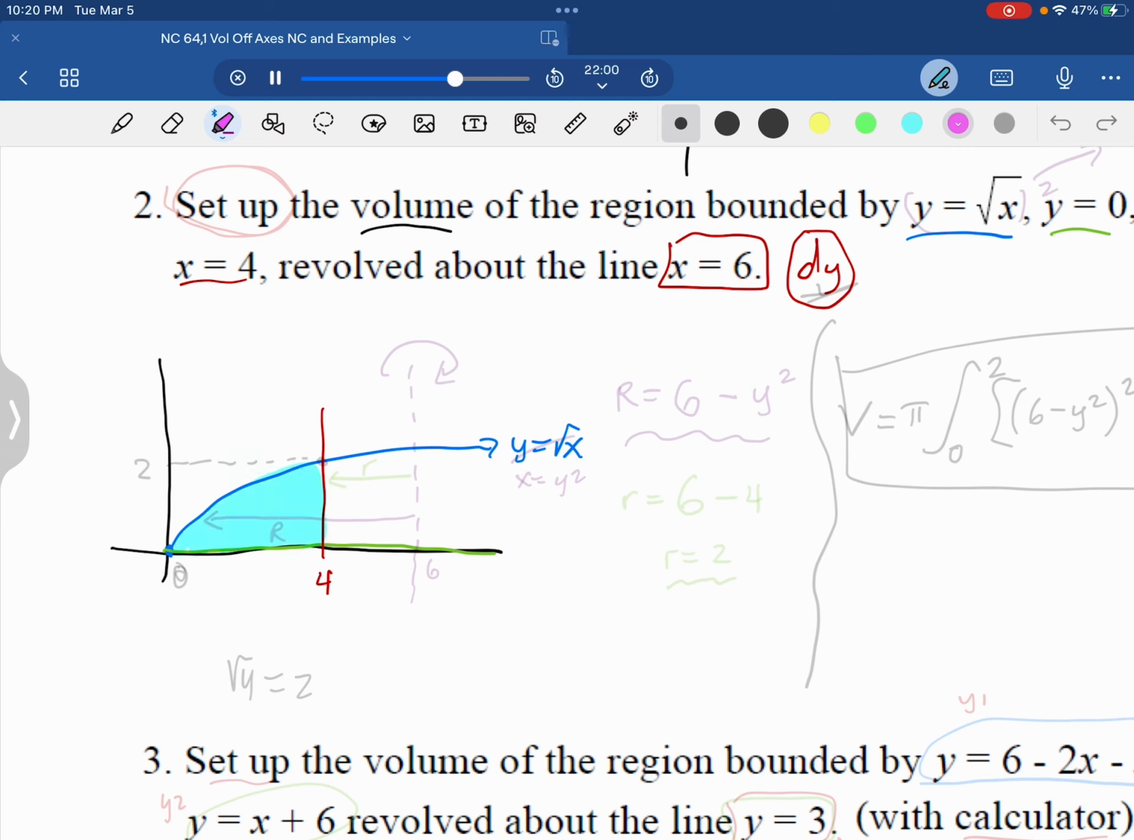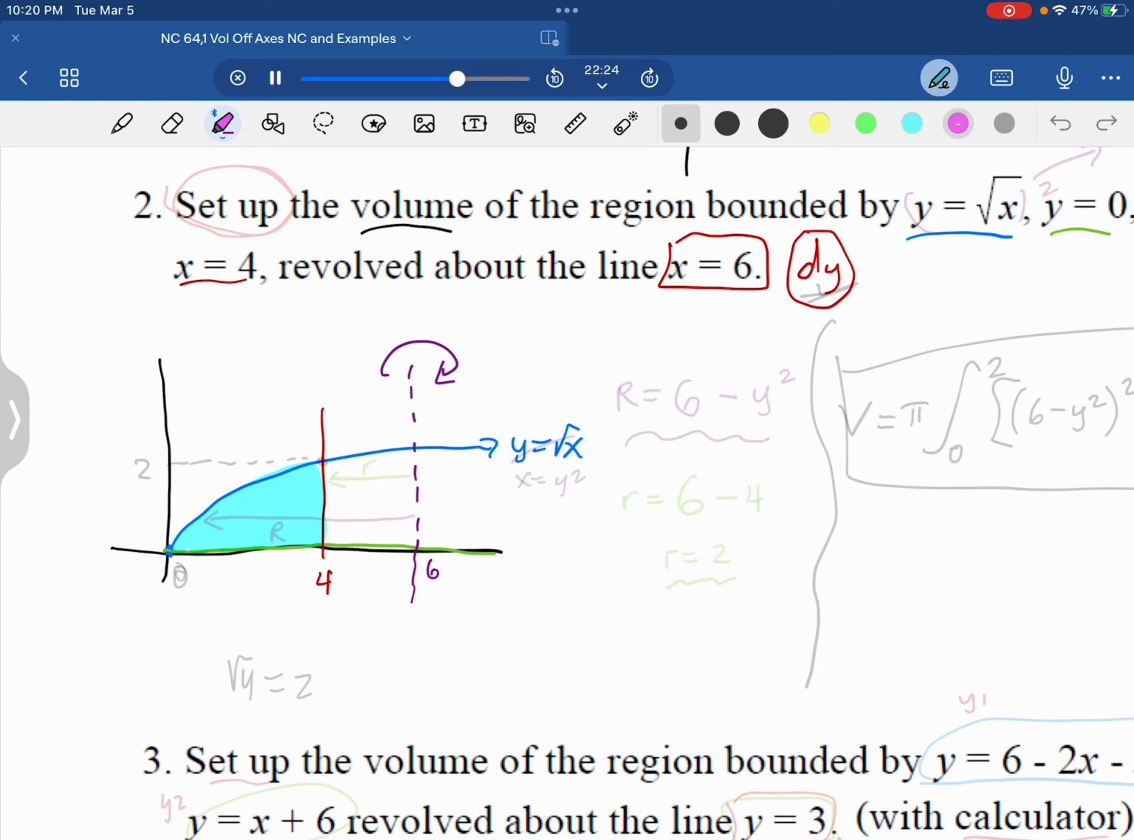The only difference is our axis this time. Our axis is the line x equals 6. So my axis of revolution is out here to the right side of the area. And because the area is not touching it the whole way, we know it's going to be a washer method again. So we now would need to think about a couple pieces.